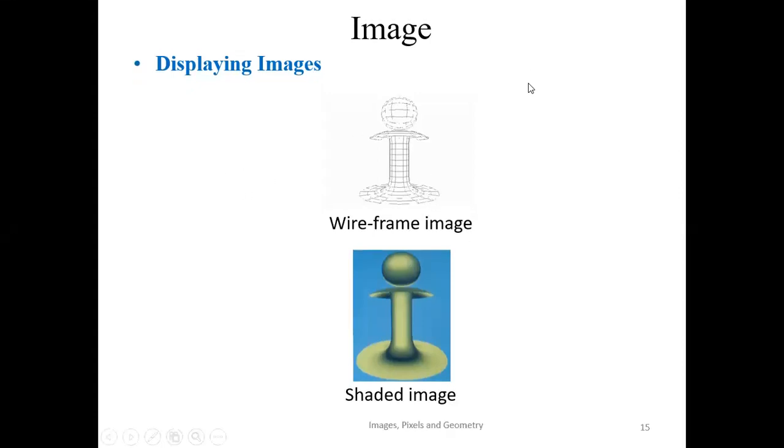Now, displaying image, whenever we're actually showing image, we can use different ways. We can use a wireframe image, or we can use a shaded image. So we'll look more into the details of what is a wireframe and shaded. But in short, you can see the idea that in the wireframe image, it's like, how should I say, it's like a structure. This one almost looks like a skeleton of the image or structure of the image. And this is like a complete image.